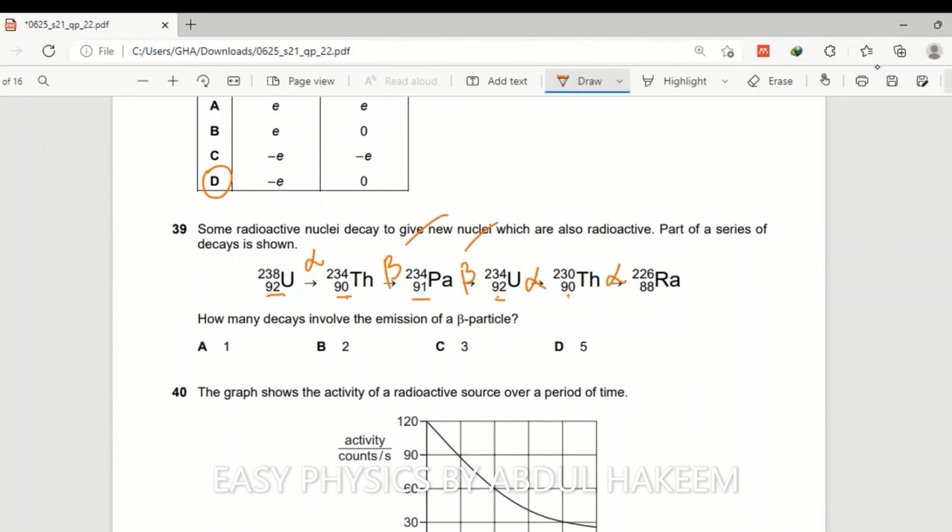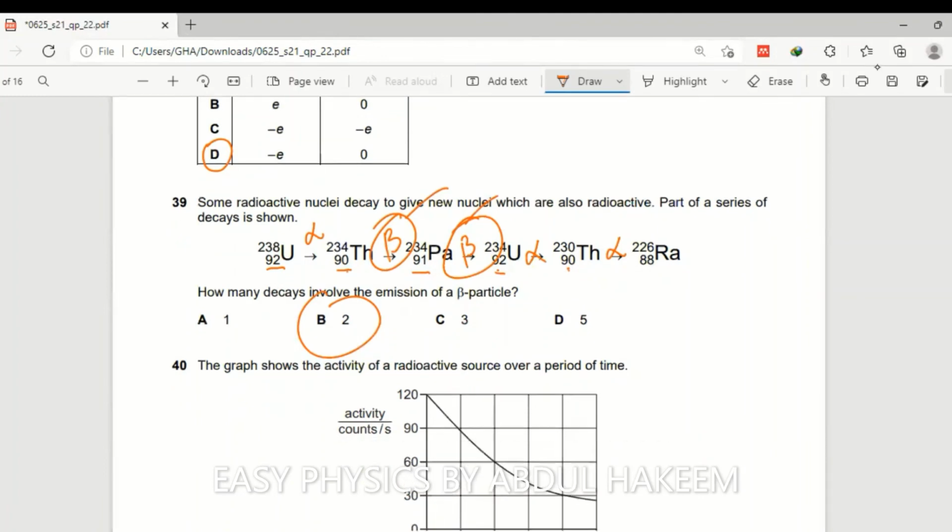The question is, how many decays involve the beta? So definitely 2 betas are emitted because after beta emission, proton number increases by 1, but due to the alpha, proton number decreases by 2.